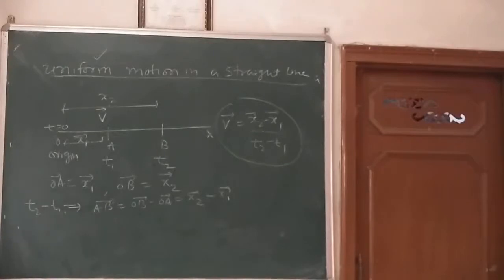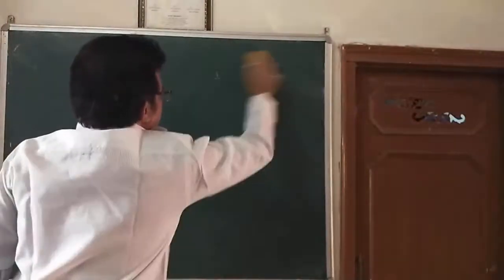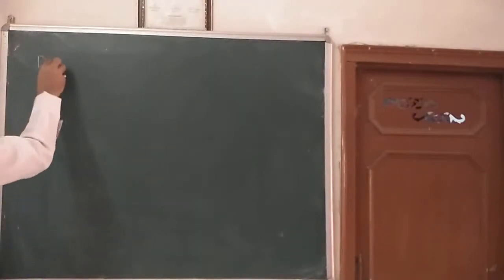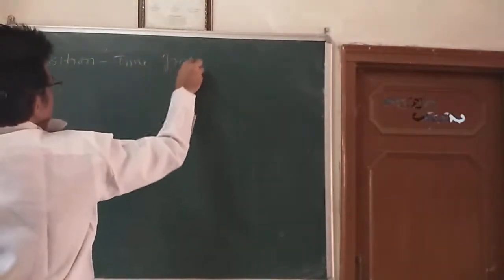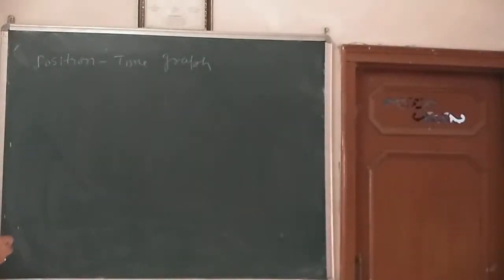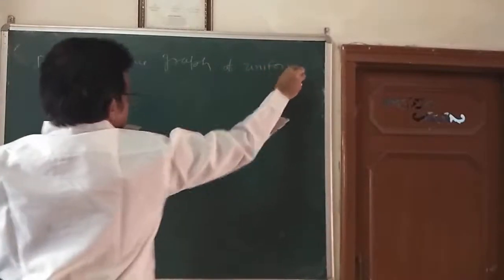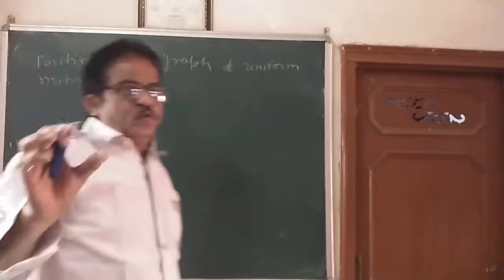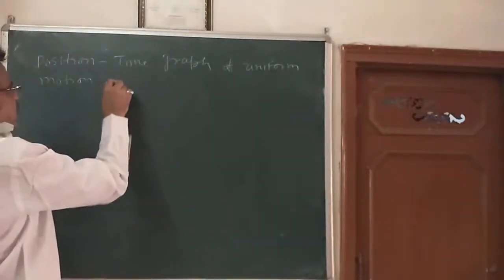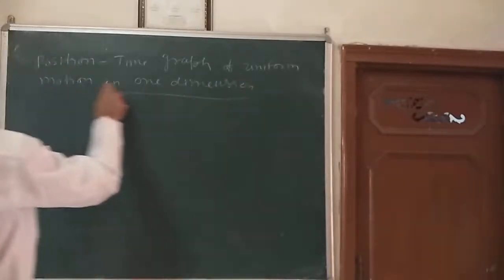Now we take one graph here, that is the position time graph of uniform motion in one dimension.